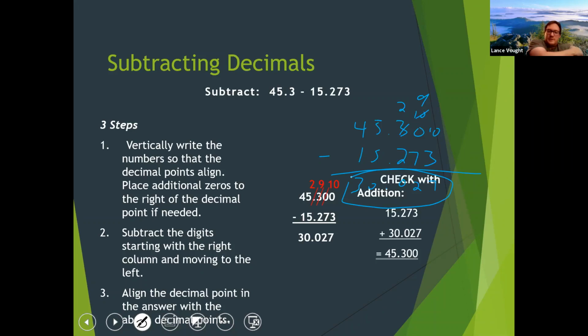And then something that you can always do if you have done a subtraction problem is you can always add it back. You can add whatever you were subtracting to your final difference, and then you should get the original number.